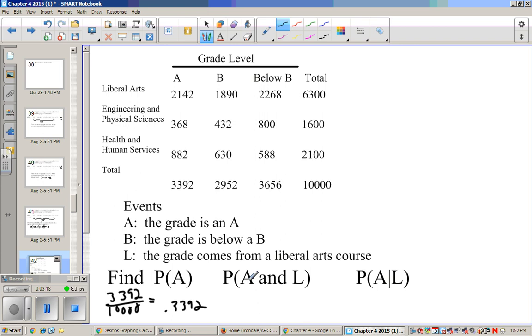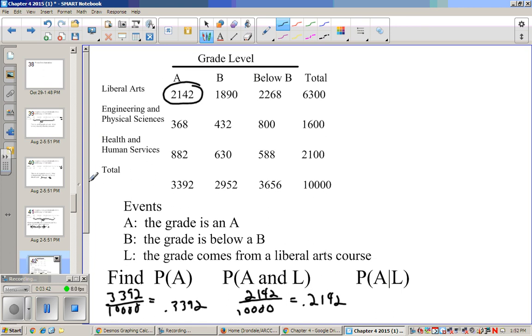Now, what's the probability that somebody gets an A and they're in a liberal arts course? So that is they have to be in both those columns. So that's 2,142 out of 10,000. So that's about 0.2142. Nice that we got a nice even number.